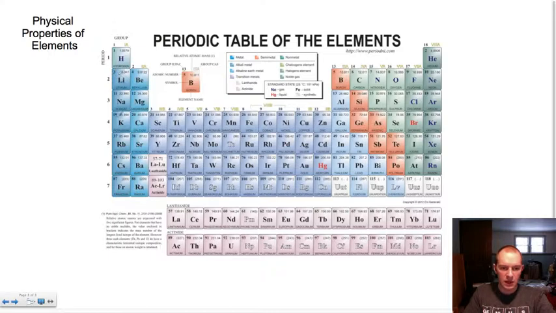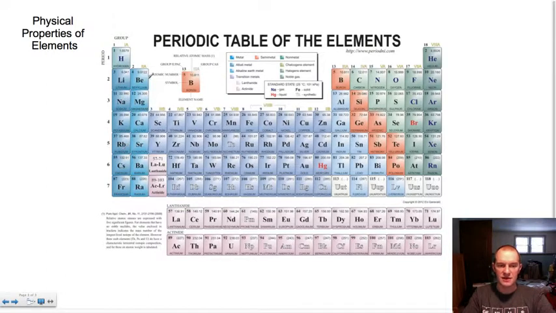Now, because everything that's in group 1 will easily lose 1 valence electron, that means all of those elements in group 1 are going to have common physical properties. So for instance, they're all very soft, very reactive metals. Okay? As you go down the group, they actually become even more reactive. So sodium is a very reactive metal, potassium is even more reactive than sodium, and so on and so forth.